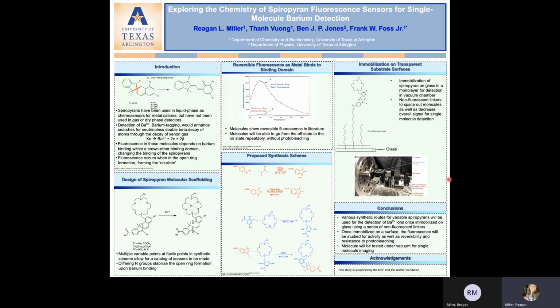Here is the instrument that our physics collaborators have made, where once we immobilize our molecule onto glass, we'll be able to put it under vacuum for single molecule fluorescent studies. So in summary, we're looking at various synthetic routes that have variability at multiple points in order to find the best detector for barium 2+ ions. Once we're able to create our molecule, we'll be able to immobilize them on a glass surface, and then they'll be tested under vacuum for molecule imaging.